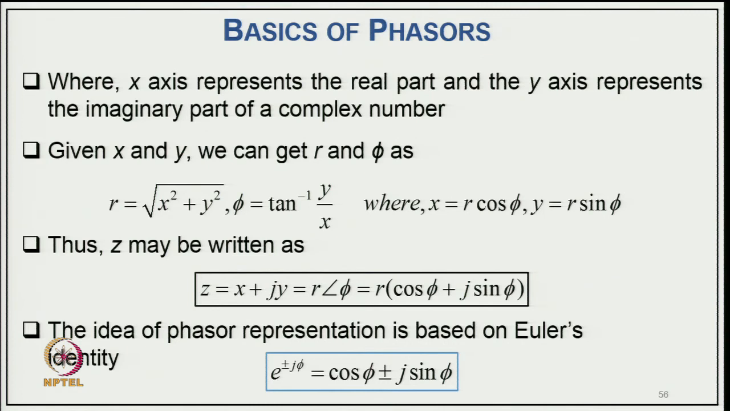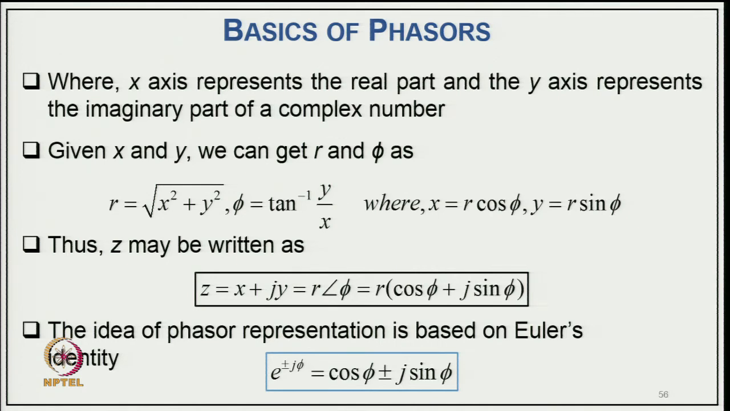Given x and y, we can get r and phi as r equals the square root of x squared plus y squared, and phi equals tan inverse of y upon x, where x equals r cos phi and y equals r sin phi. And z may be written as z equals x plus j y, equal to r at angle phi, which is r in brackets cos phi plus j sin phi. The idea of phasor representation is based on Euler's identity.